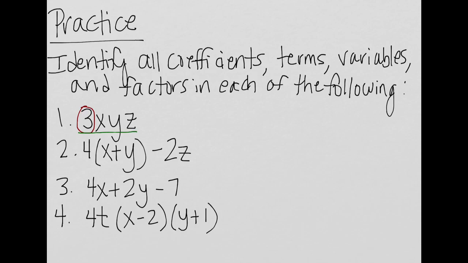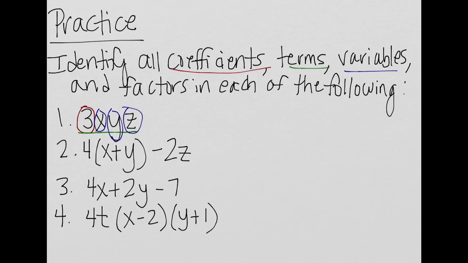I'm going to try to color code things for us. All right, so let me go back real quick. Coefficients I'm going to do in red. Terms I'm going to do in green, and let's pick blue for variables, and we'll pick another color for factors. So let's look at variables in number 1. We've got 3 variables. We've got x, we've got y, and we've got z. So 3 different variables here.